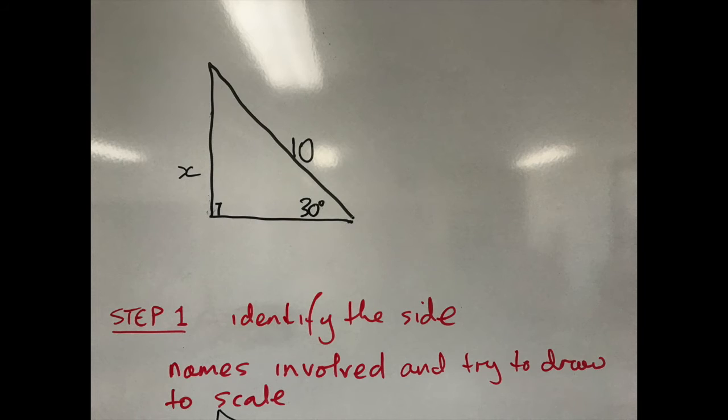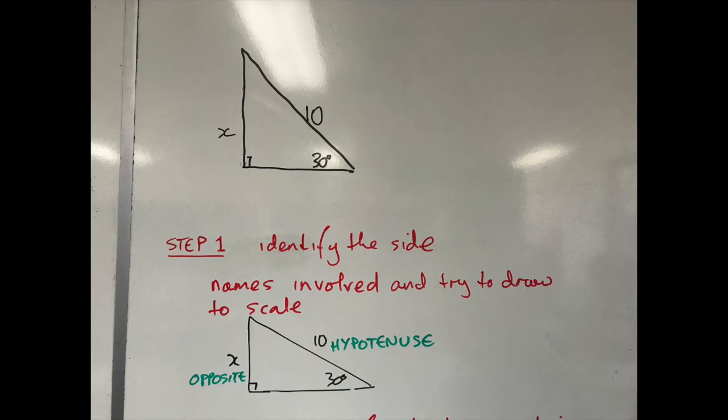So the first thing we need to do is to identify the names of the sides that are involved. In a trig ratio, there's always 2 sides and an angle. So this one has got the opposite side, and it's got the hypotenuse, and it's got the angle. There should always be 2 values that we know the length of, in other words the angle and the hypotenuse in this case, and one side that we don't know the value of, that's the side that we're looking for. In this case we're calling it x.